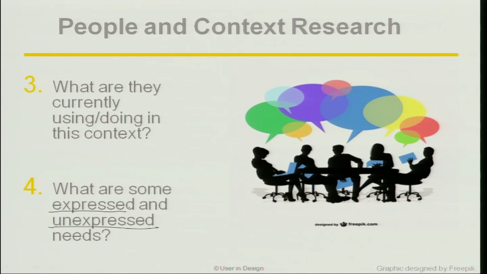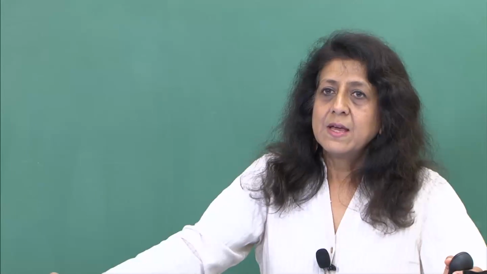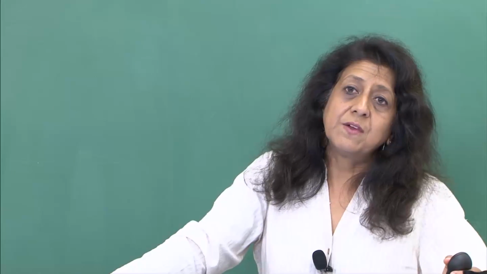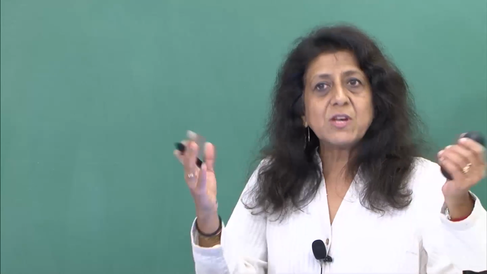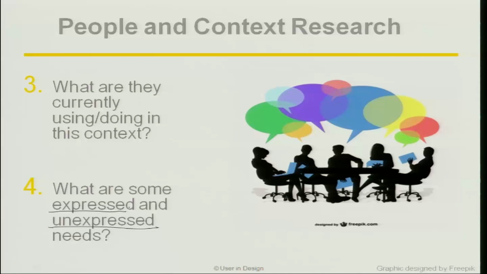Perhaps while they're talking, they tell you two or three other things which are outside of the questions you've asked them. Perhaps you gave them an opening, like, can you tell me, if you were to do this all over again, how would you do it? Then they tell you their hopes, their aspirations, their expectations, their problems, their desires, etc. So that is what generally we try and find out in people and context research.